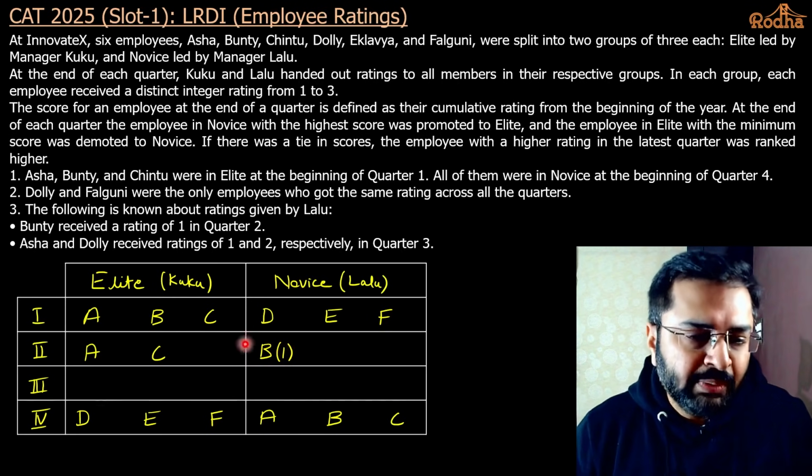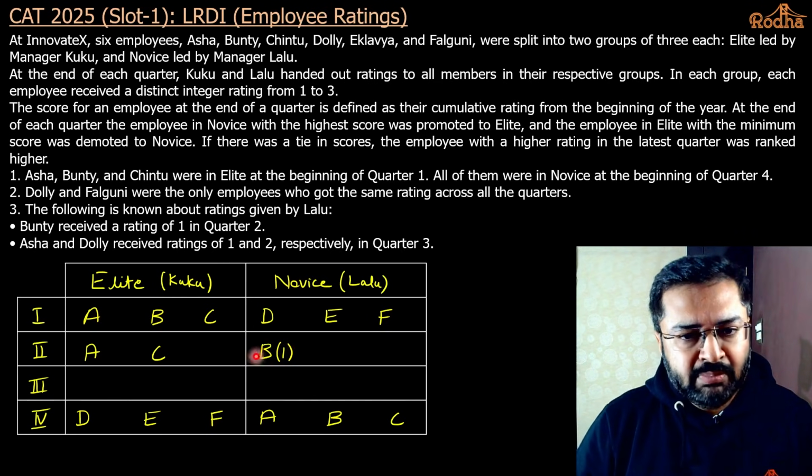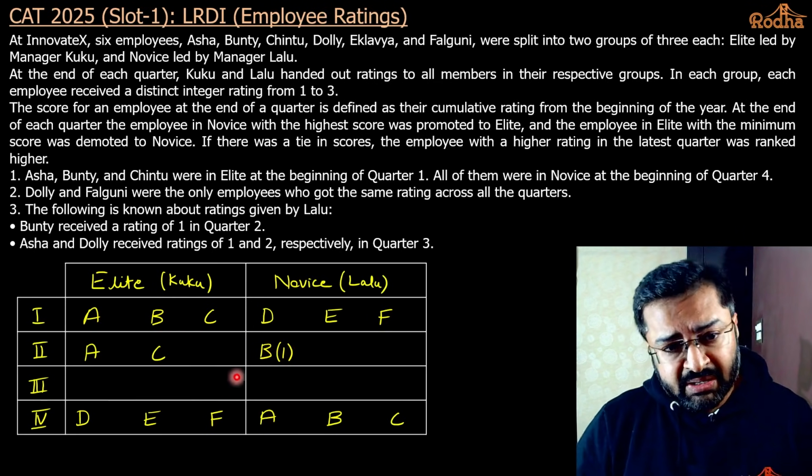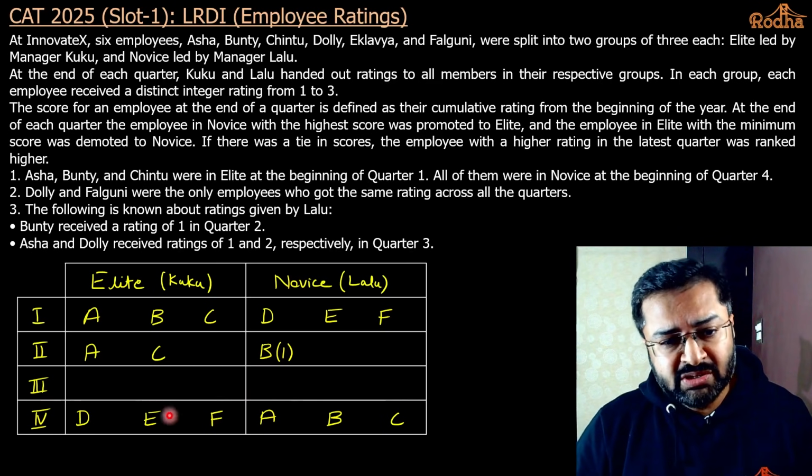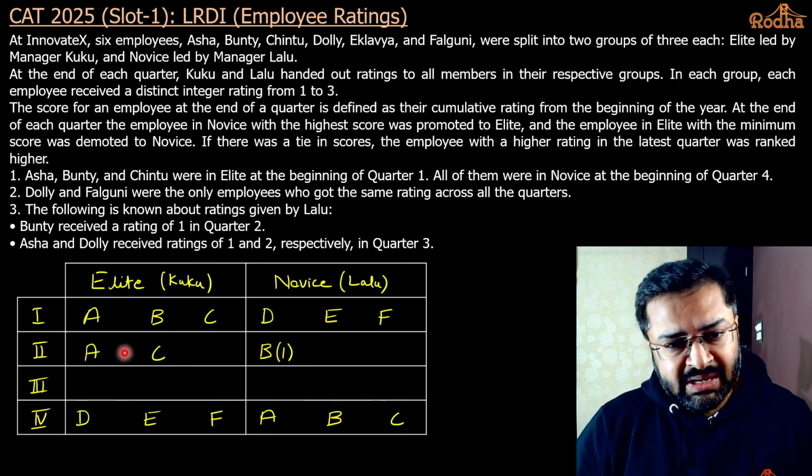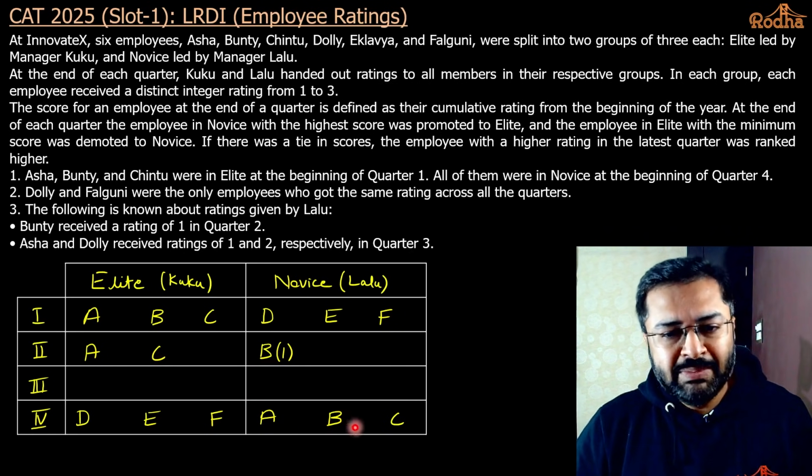That is the only possibility. So for example, from ABC, B comes here, right? And this is the beginning of quarter 2 and this is the beginning of quarter 4. So B is here and A and C are still here. But at the beginning of quarter 4, ABC, all of them are here.